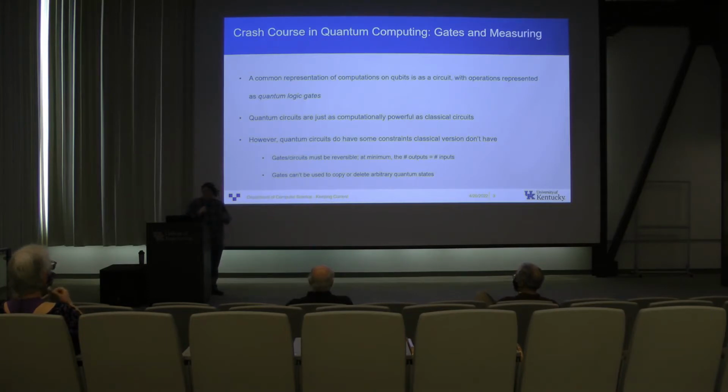However, quantum circuits do have some other restrictions placed on them which classical circuits don't have. Gates and the circuits as a whole must be reversible. So at minimum, that means the number of outputs has to equal the number of inputs, in terms of bits, qubits. Gates cannot be used to arbitrarily copy or delete any kind of qubit value. Obviously, if the qubit is 0 or 1, then yes, you can do that, much like a regular bit. But in any arbitrary state, no, you can't do that.